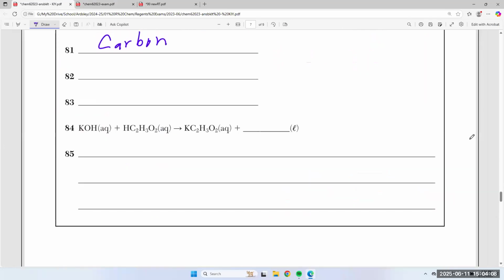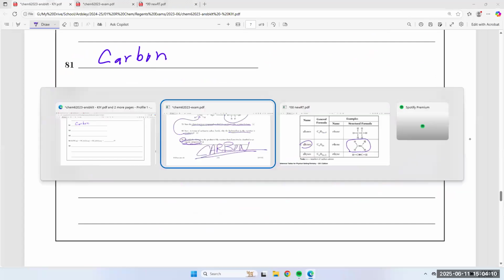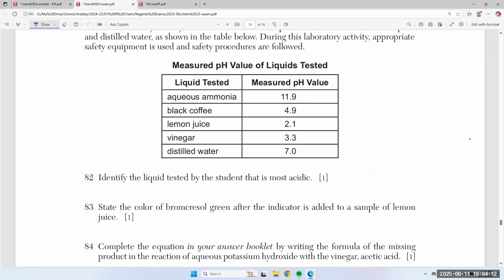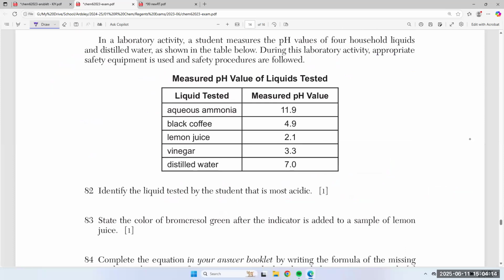Let's go to 82. We're almost done, right? And think about how easy this is. It's not that bad, right? Oh, because you covered everything, Mr. Kim. Oh, thanks, guys.